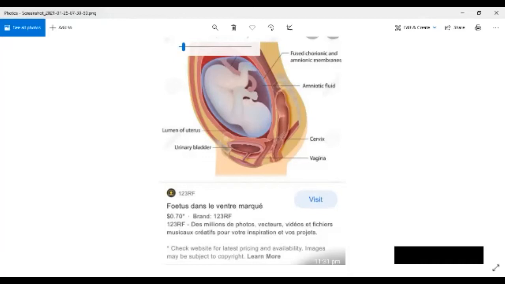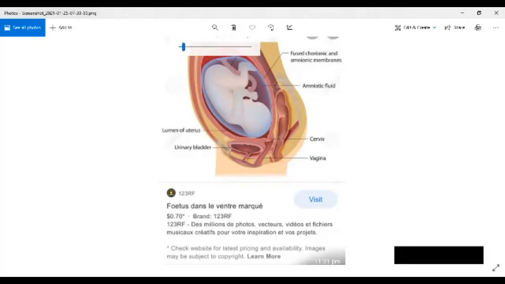Then about the placenta. Placenta is the part by which the embryo attaches itself to the inner wall of the uterus, to the endometrium. I told you the zygote gets transformed into an embryo. The embryo gets attached to the endometrium, to the inner wall of the uterus, with the help of the placenta.